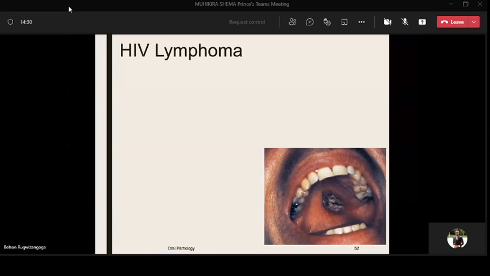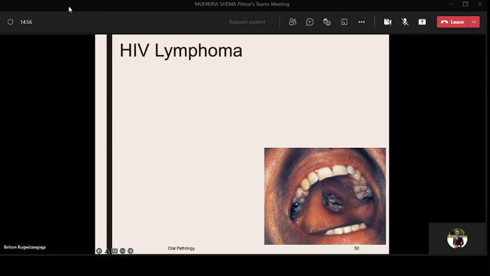So HIV lymphoma, it doesn't cause a lymphoma, but it causes a weakening of the immunity, and thus cancer may develop very easily. Among these cancers which are associated with HIV, there are lymphomas, there's cervical cancer, there is Kaposi sarcoma, and others.